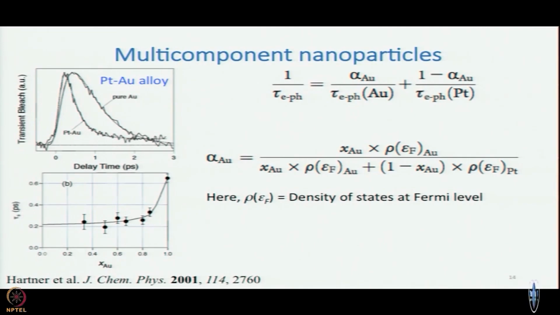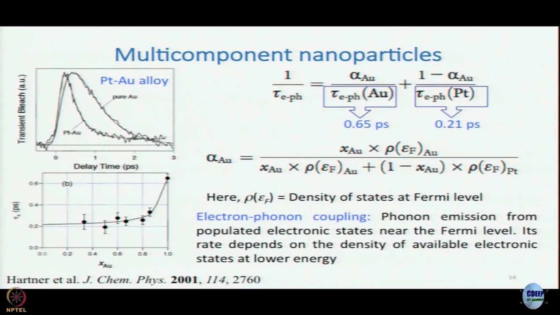Now, when you have discretization coming in, there are actually many closely spaced energy levels that are present there, right. So, what is the density of those states near Fermi level? That is what determines it. Now, the values of electron phonon coupling constant of gold, of course, is known from previous experiments. It is 0.65 picosecond. I talked about it earlier, and that for platinum is 0.21 picosecond. And the issue is this electron phonon coupling is really due to phonon emission for populated electronic states near the Fermi level. That is why it is not enough just to look at mole fraction.